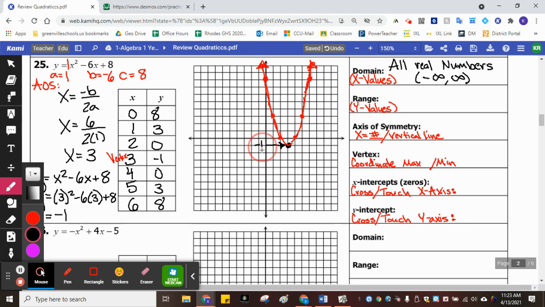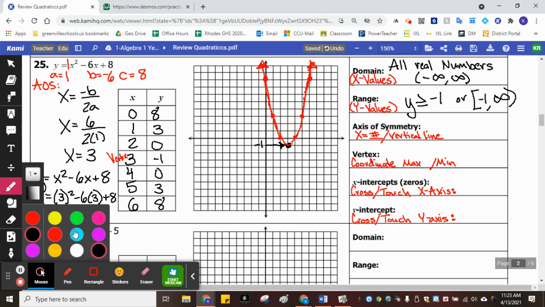So our first y value is at -1, and then it's above that. So I'm going to take my y value greater than or equal to -1, because there is a point at -1. Or another way to write that is starting at -1 with a bracket, because that's including, and going up forever to infinity. We'll have a whole lesson on range and domain again, so don't worry about that too much, but we have to know it before the EOC.